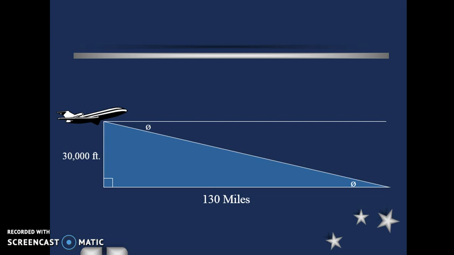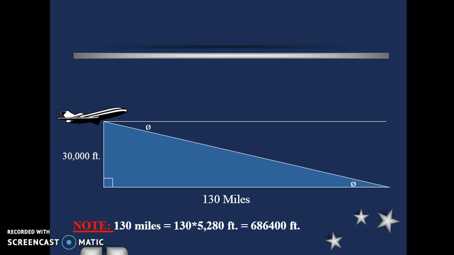So first, we're going to do the conversion from miles to feet in order to be able to work with the numbers. The conversion is that 130 miles is equal to 130 times 5,280 feet, which is equal to 686,400 feet. So now we have two numbers with the same units, and we are going to use either sine of theta, cosine of theta, or tangent theta.